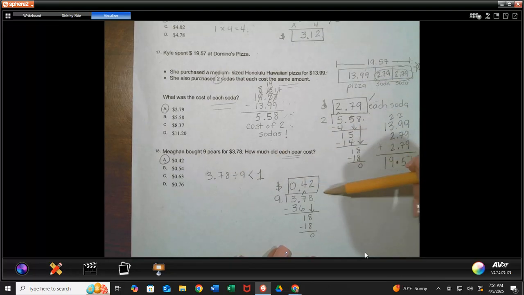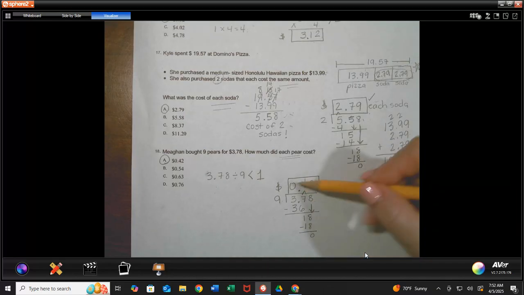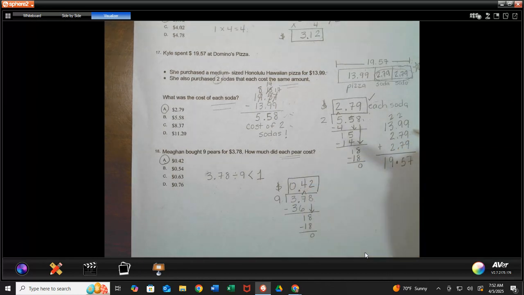I'm going to set it up. I pop up the decimal because I only have a decimal point in the dividend. When I do that, 9 will not divide into the 3 ones. It's going to divide into those 37 tenths. I start my recording of my quotient over the tenths. I get 42 hundredths. This is money. I'm going to put a 0 in the dollar place for $0.42. A.